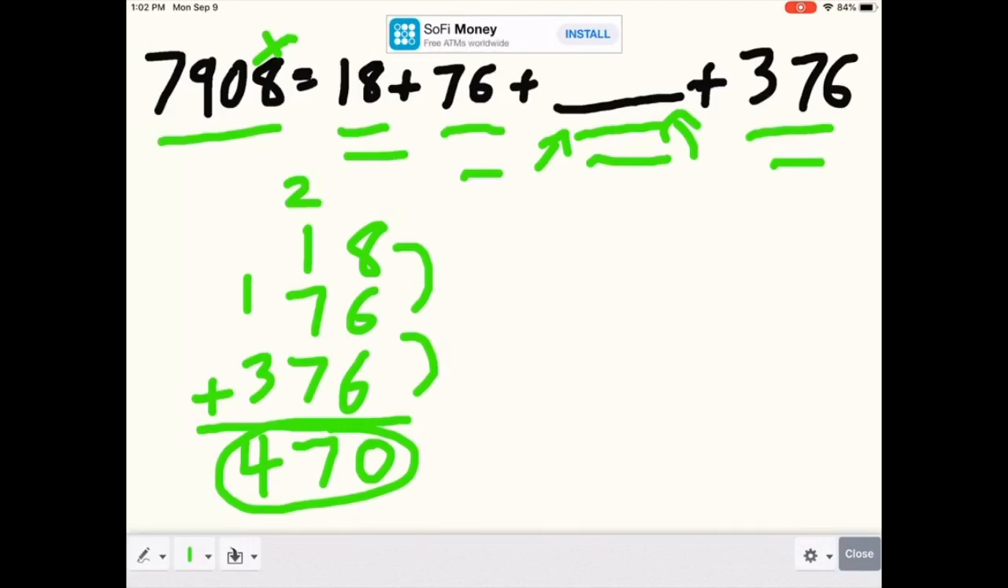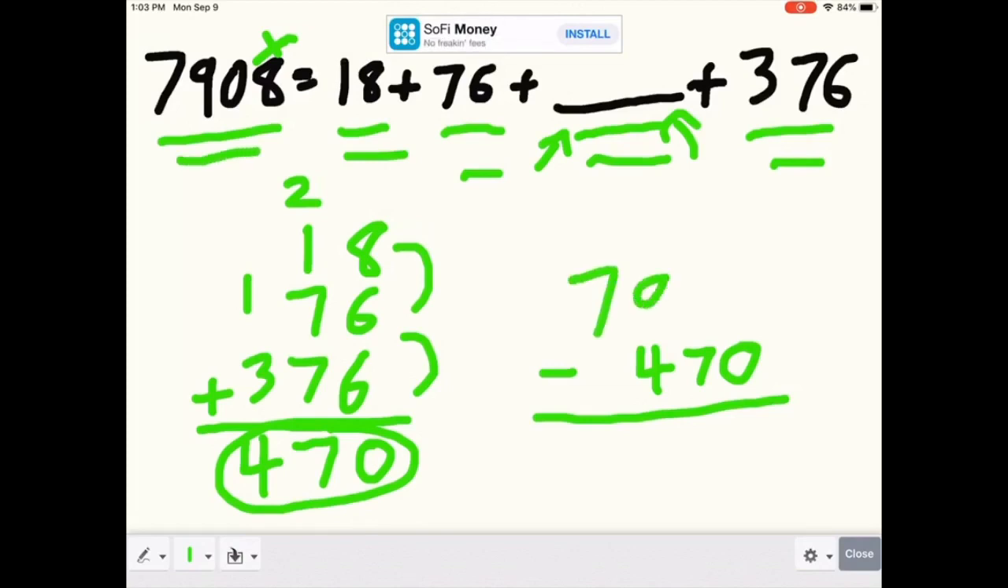So all those numbers together is 470. So to find the addend, we also have to do a subtraction problem. We'll always put the smallest number on bottom. So we're going to subtract the sum of our last problem, that 470, from this sum here, 7908. And that's how we'll find our addend.